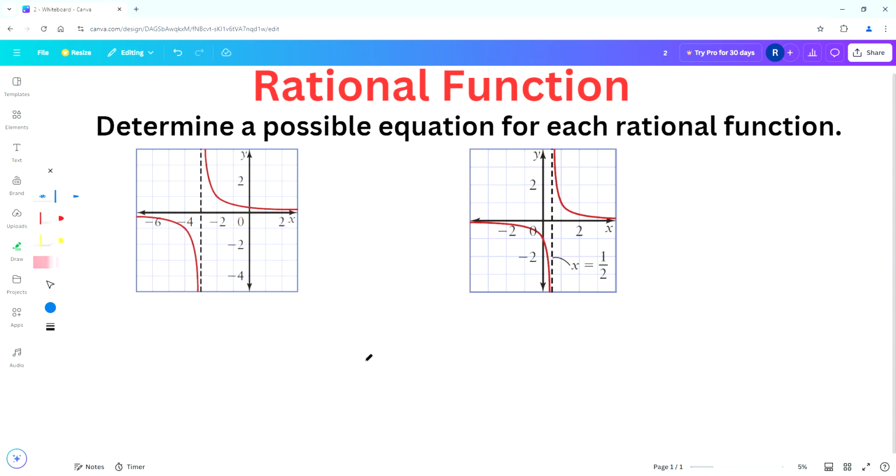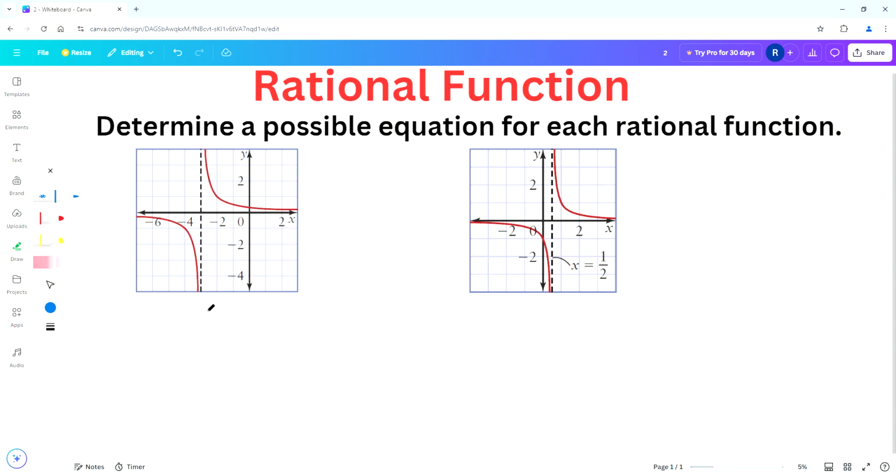So in this video, we'll solve this problem using the concepts of rational functions. As per the problem, determine a possible equation for each rational function. We are given these two rational function graphs. Let's start by analyzing the graph on the left side.